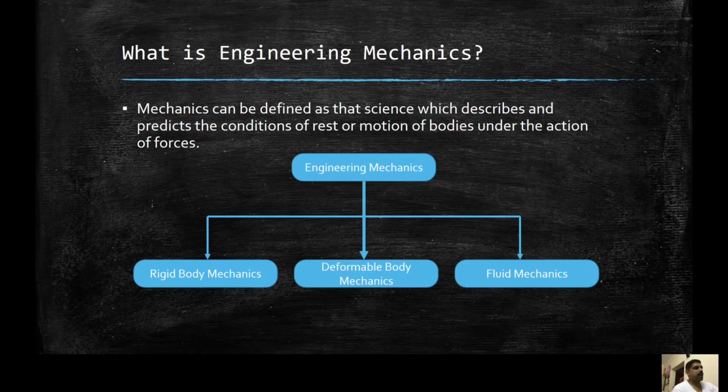So, what is engineering mechanics? Engineering mechanics can be defined as a science which describes and predicts the conditions of rest or of motion of a body under the action of forces. And if you see, it can be broadly classified into 3: rigid body mechanics, solid mechanics, and fluid mechanics. For this course, we will be focusing only on rigid body mechanics.